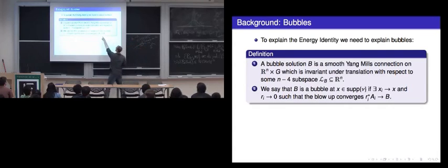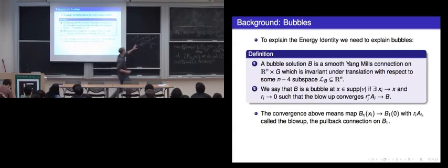If I took my A_i's and I got new connections by blowing them up, right? So I just want to rescale the ball of radius R_i to the ball of radius 1 and limit them out, and what they converge to is B. I call that a bubble solution. One needs an example before this kind of becomes intuitive.